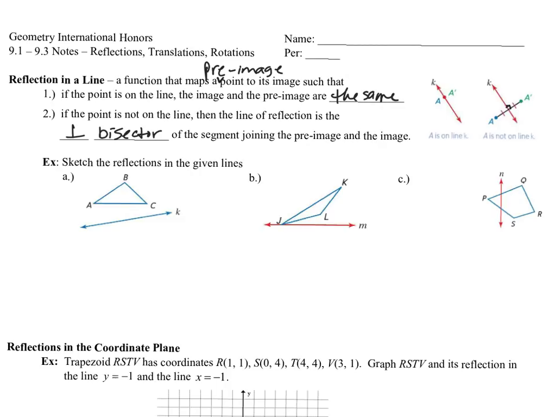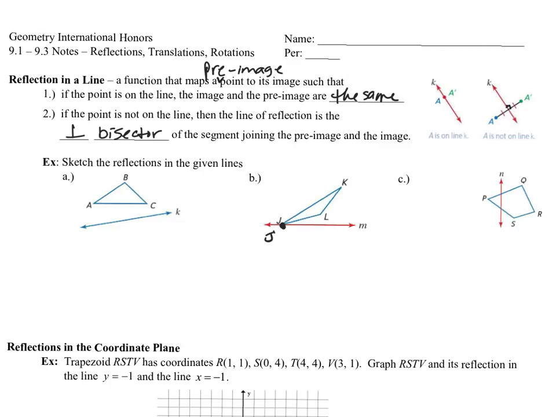So let's practice sketching some reflections in the given lines. We're actually going to start with example B because it's a little bit easier. What we're going to do is use this definition of the reflection of a line to draw each image point. So let's start with point J. Now you'll see that point J is on the line, so that means J and J prime are the same point.